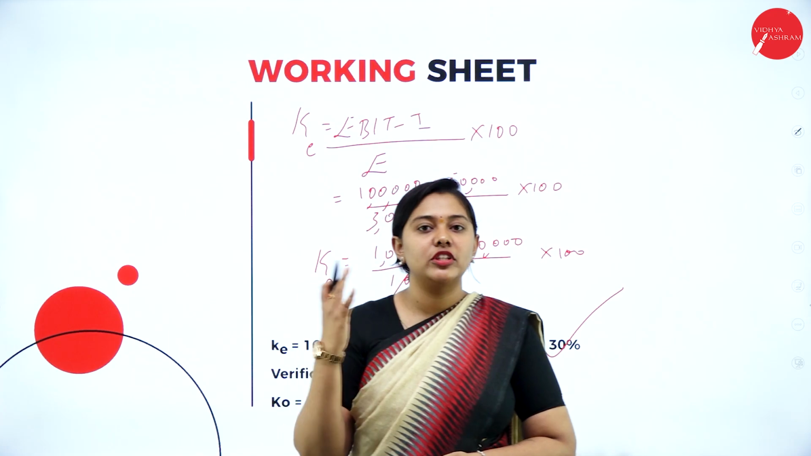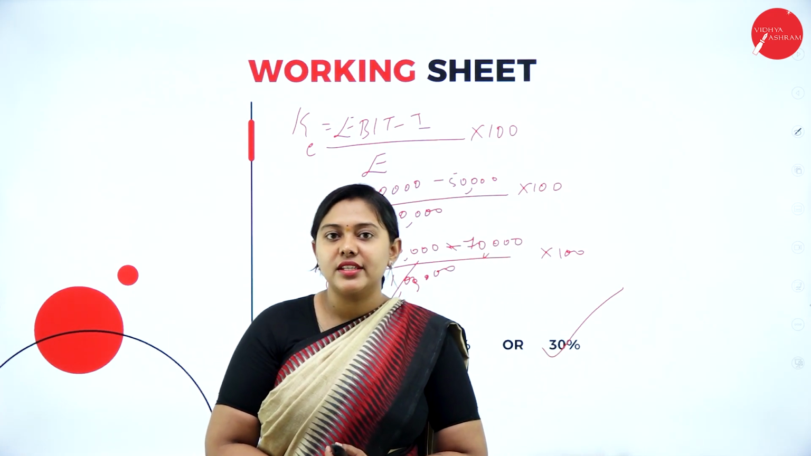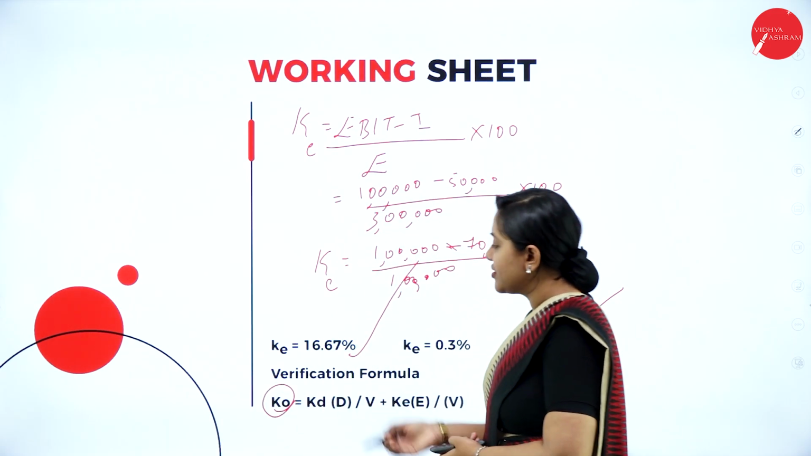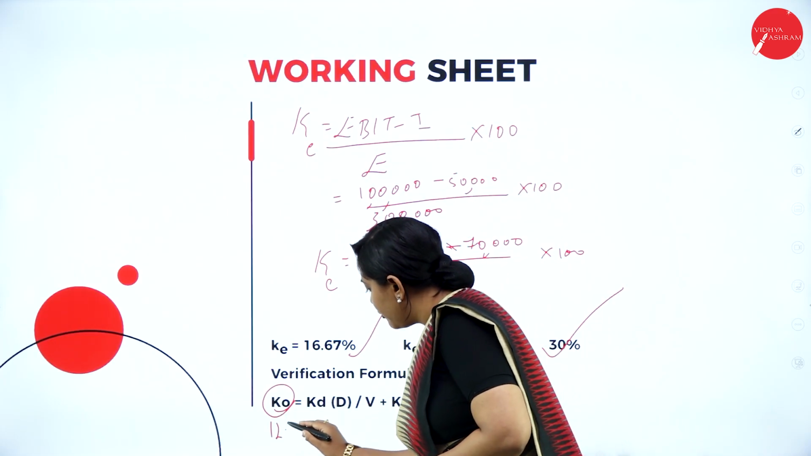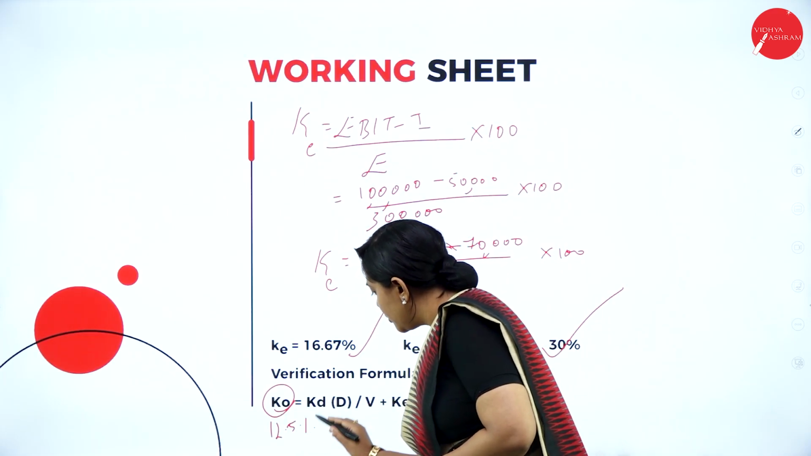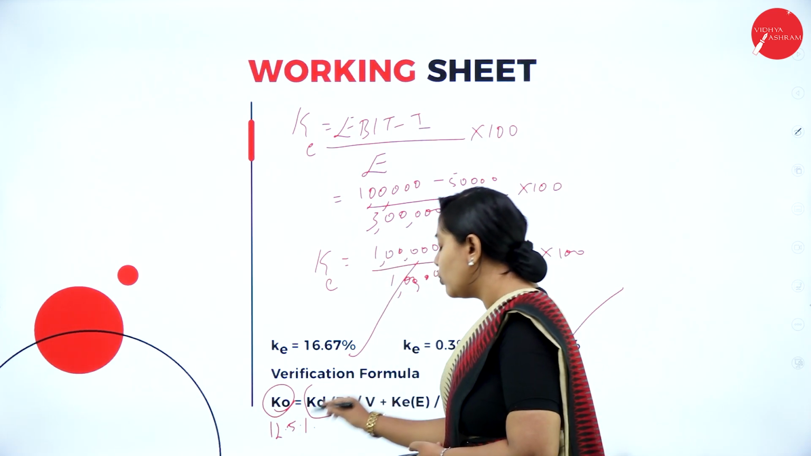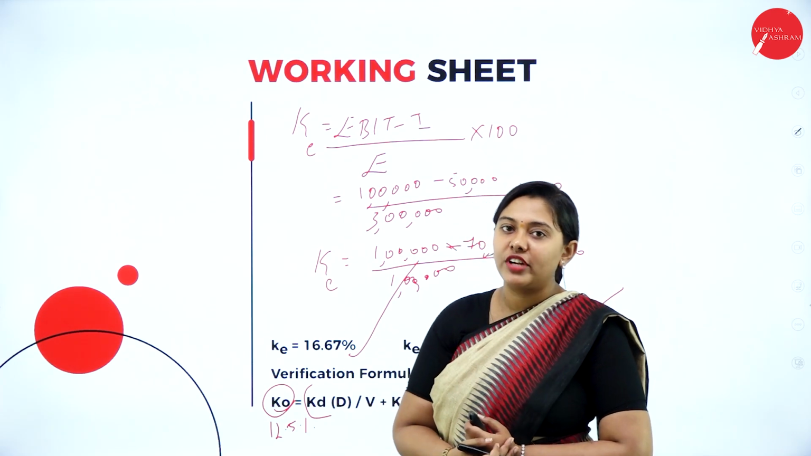So what we have done, whether it is correct or not, if you apply the verification formula, we can easily get to know. So how to apply the verification formula? The overall cost of capital is given in the question itself. So what is it? 12.5%. If you substitute these values, it should be equal to 12.5%. Then only the problem which you have done is correct.